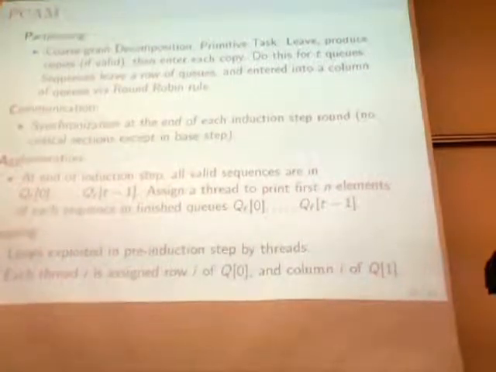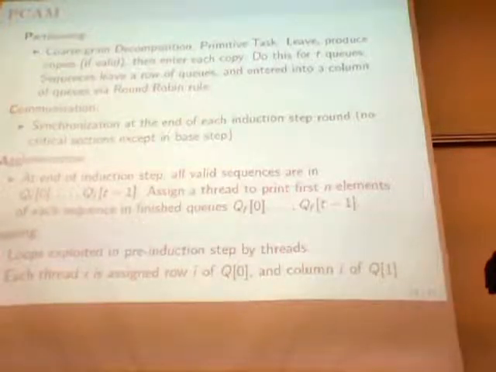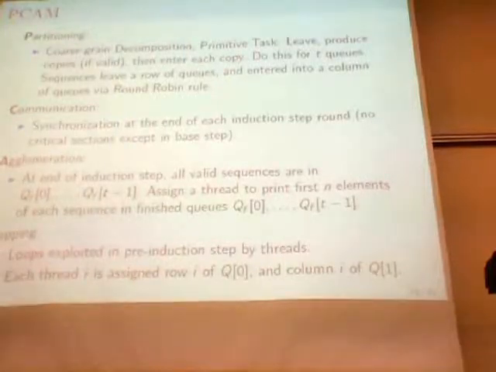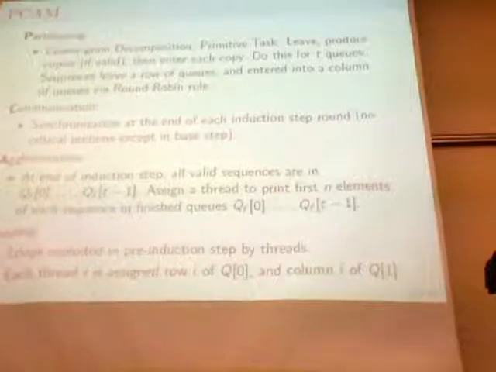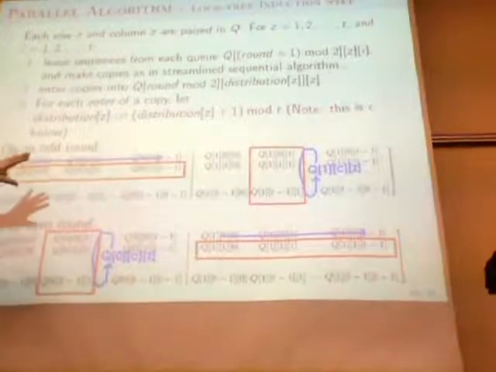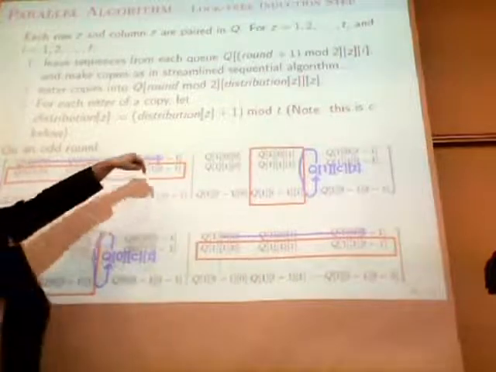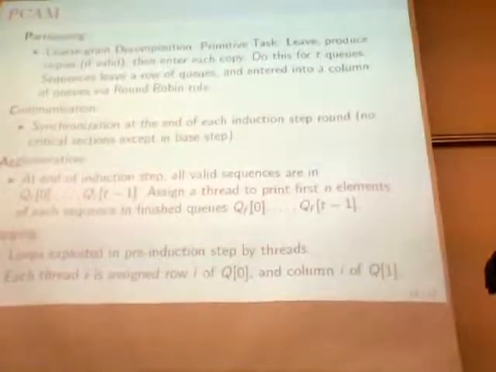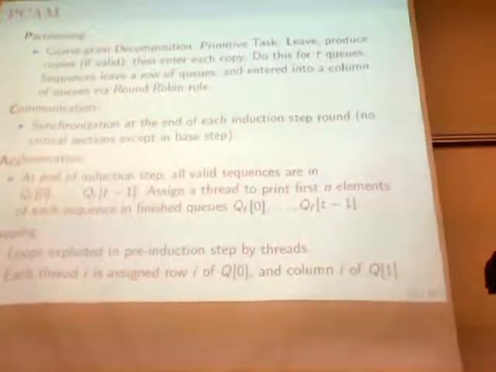So agglomeration, very easy. Each one of these Q sub Fs will contain valid sequences. So I just assign a thread, whether it be the main master thread, or it could be any other one, or all of them at the same time if I like, and just print them. That's all I need to do. And mapping, very simple. Since we have a T by T matrix on both of these, just give each thread one row or one column. So each one of those matches up nicely, so the mapping is really straightforward. So you can see that this nicely goes along with exploiting a loop.